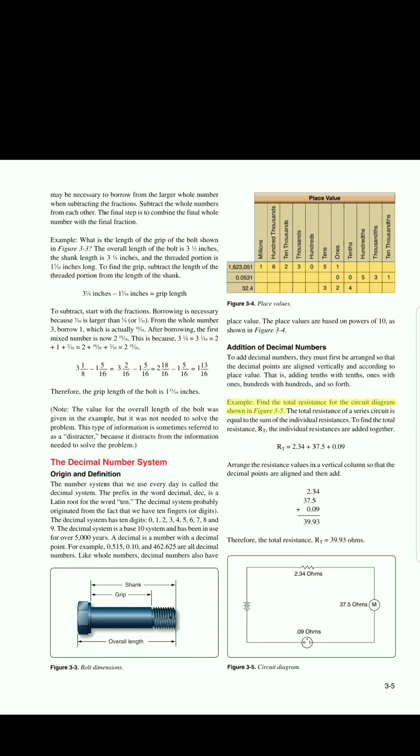Example. Find the total resistance for the circuit diagram shown in figure 3-5. The total resistance of a series circuit is equal to the sum of the individual resistances. To find the total resistance, RT, the individual resistances are added together.